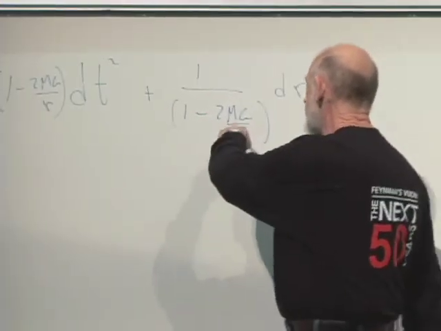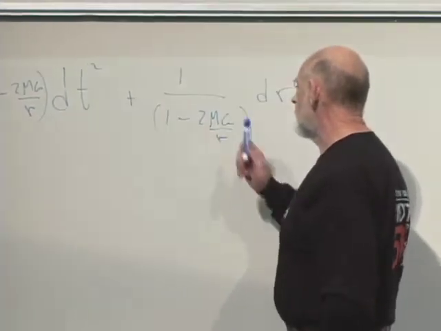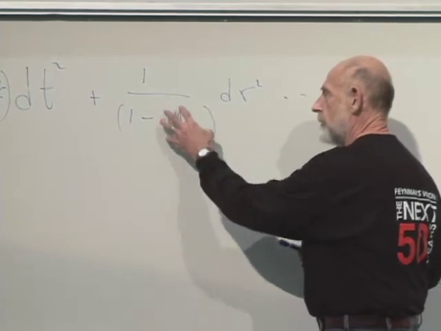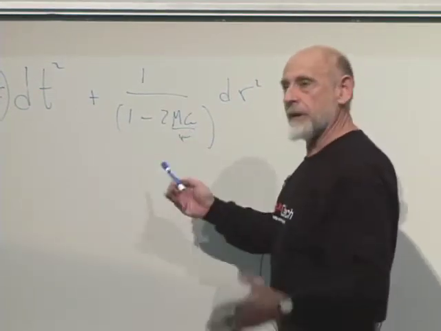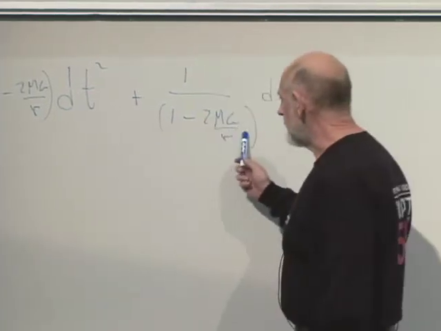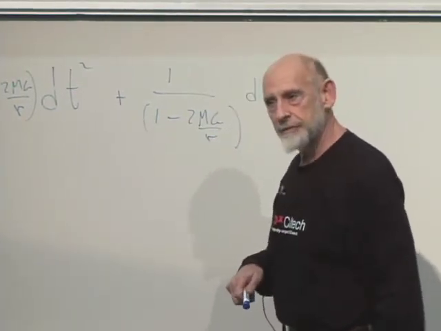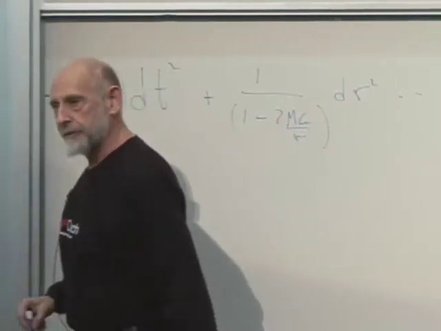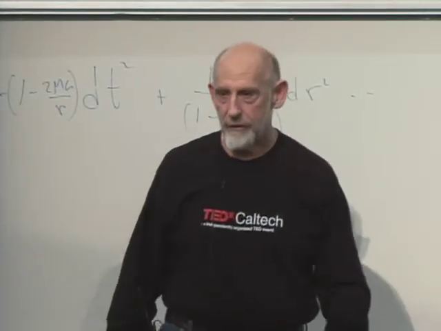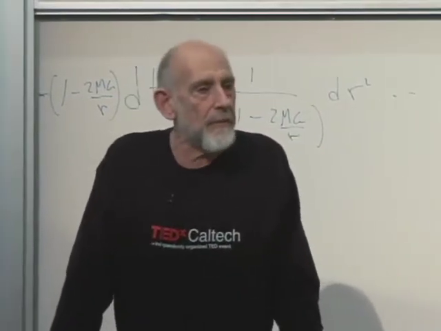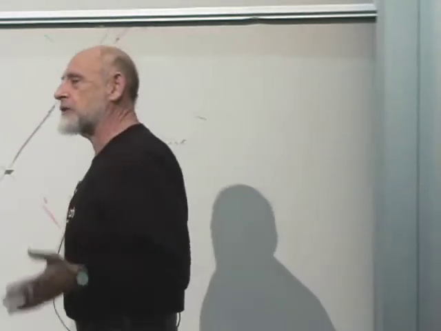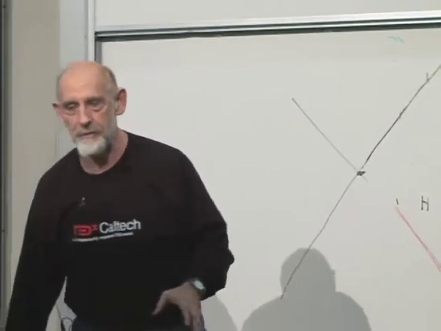But something happens when r crosses 2mG. When r is greater than 2mG, this is positive. 2mG over r is small, 1 minus a small number is positive. But when r gets smaller than 2mG, suddenly the sign changes here. The sign also changes here. It means that somehow r is becoming a time-like variable and t is becoming a space-like variable. That does not mean anything dramatic, doesn't mean space turns into time behind the black hole horizon.